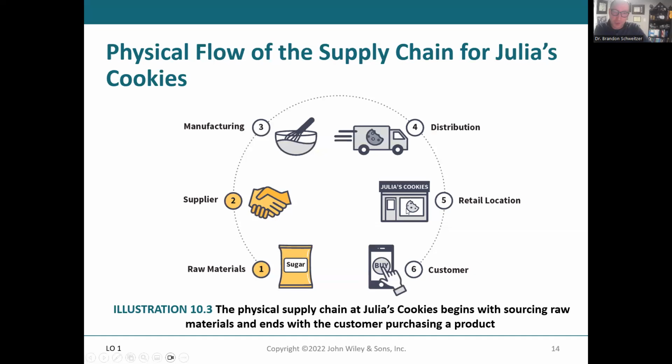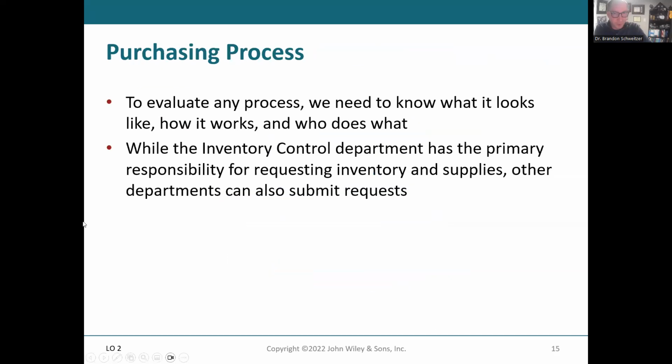And then of course we use that cash from our customer to complete the cycle and purchase additional raw materials. Which brings us to our purchasing process. It's so important to understand that physical flow of what it looks like in order to effectively manage your relationship of your inventory and suppliers and your other departments.